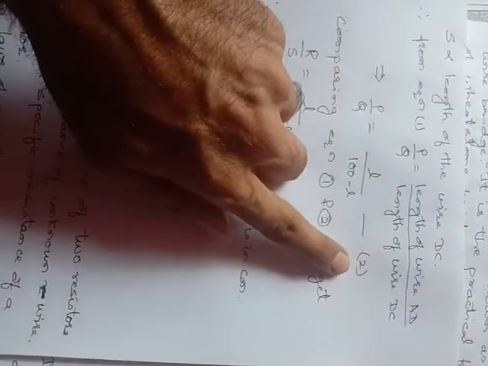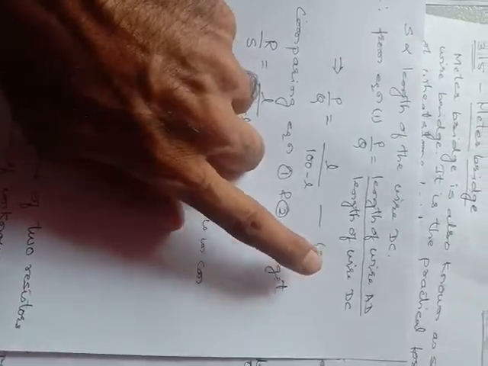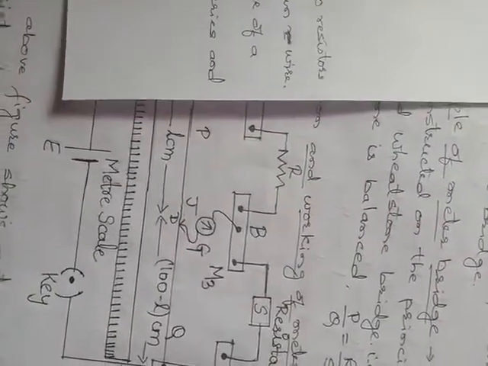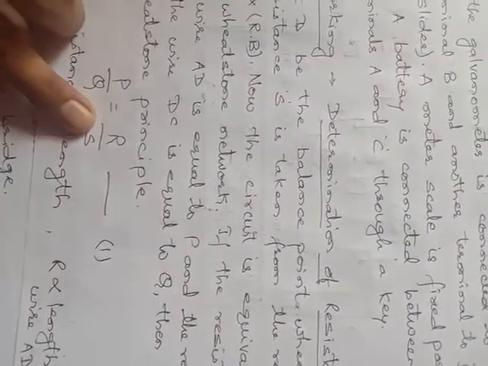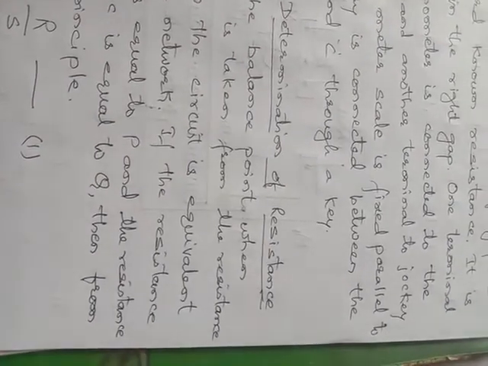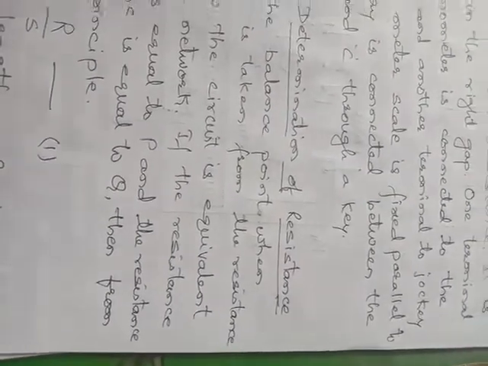This will give equation number 2. Now compare equation 2 and equation 1. Already we have seen equation 1 is P by Q is equal to R by S. And equation 2 is P by Q is equal to L by 100 minus L.